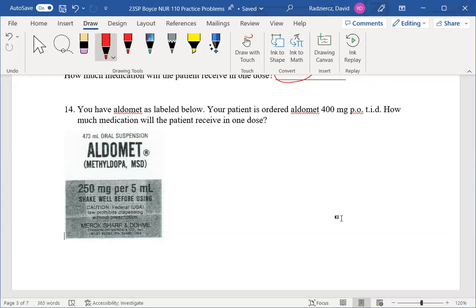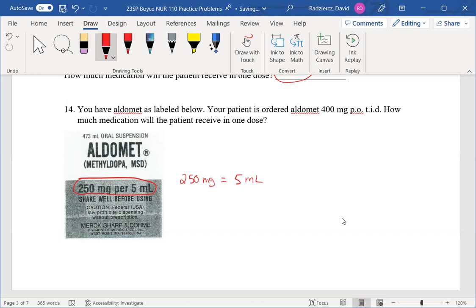Now, what makes this one different is we're not dealing with tablets or capsules. Our strength is going to be written as a concentration per volume because it's liquid. The way to think about this is like how I previously wrote 1 tablet equals 250 milligrams. I'm going to do the same thing here: 250 milligrams of this medication is equal to 5 milliliters of this medication. So for every 5 milliliters, or every teaspoon, they're going to receive 250 milligrams of Aldomet.